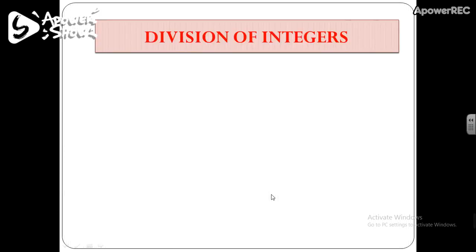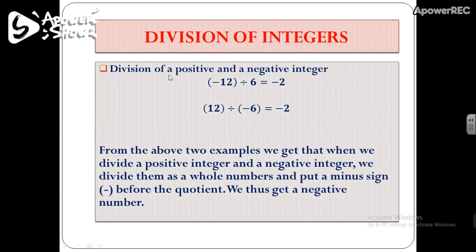Division of integers. So, first of all, I am taking an example of a positive and a negative integer. So here minus 12 is a negative integer and 6 is a positive integer, and after dividing we get minus 2. Now I am interchanging their signs. So now I am dividing 12 by minus 6. Again I am getting minus 2 as my result.